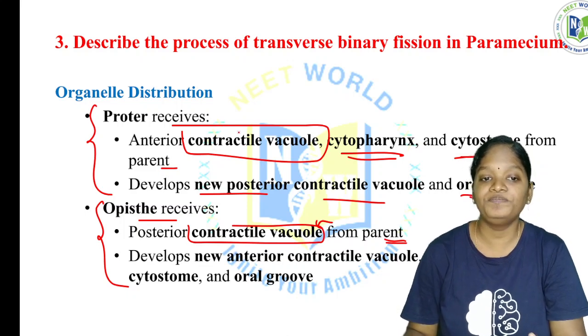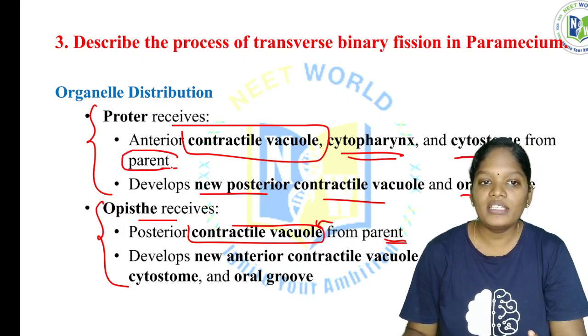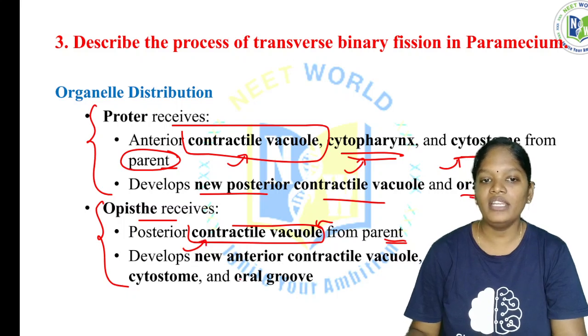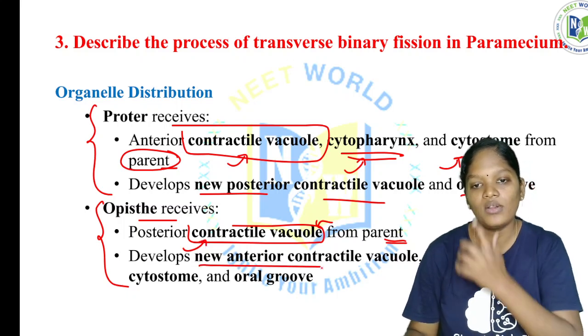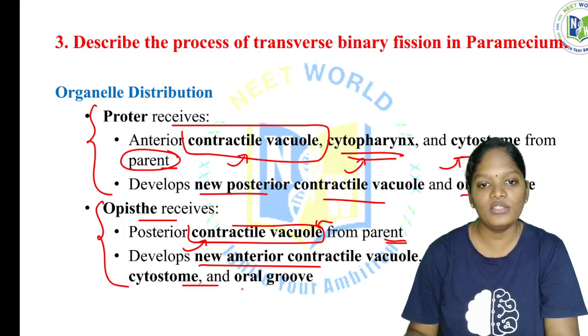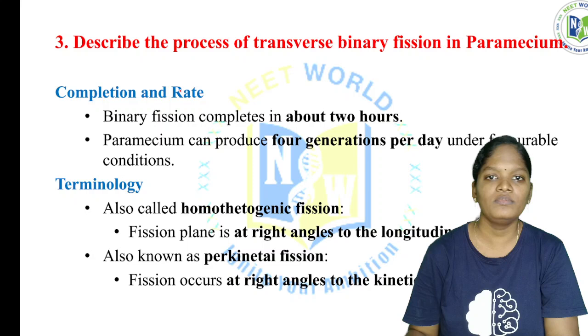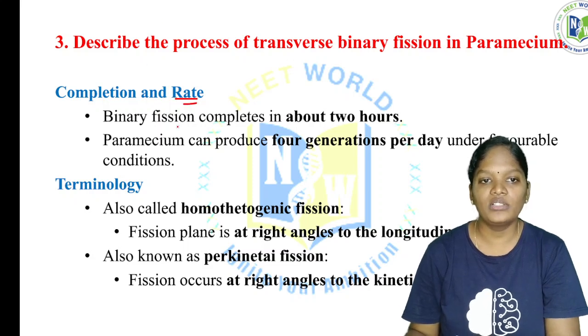From the parent, the proter receives the contractile vacuole, cytopharynx and cytostome. The opisthe receives the contractile vacuole from the parent, and develops a new anterior contractile vacuole, cytopharynx, cytostome and oral groove. These are all the structures the proter and opisthe receive. Binary fission completes in about 1 minute.